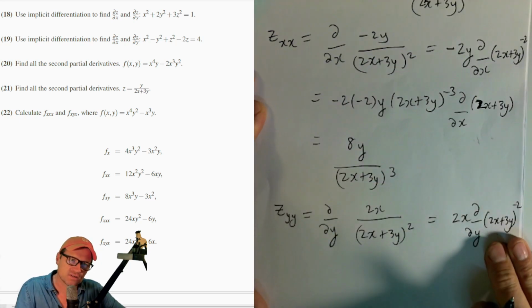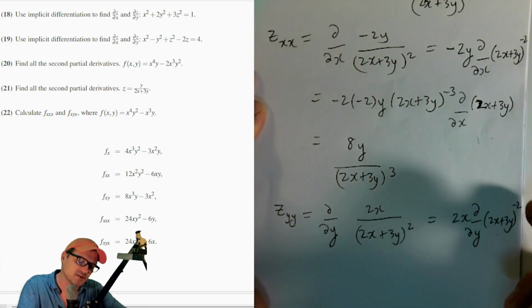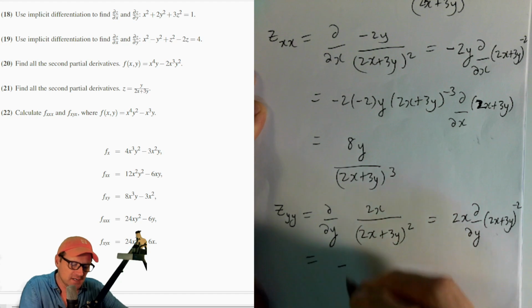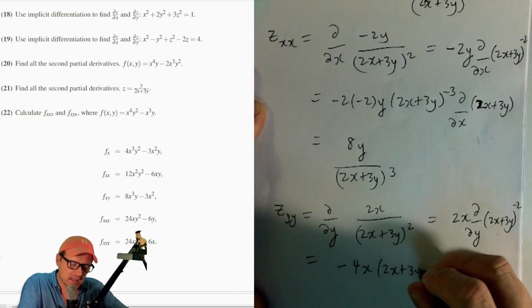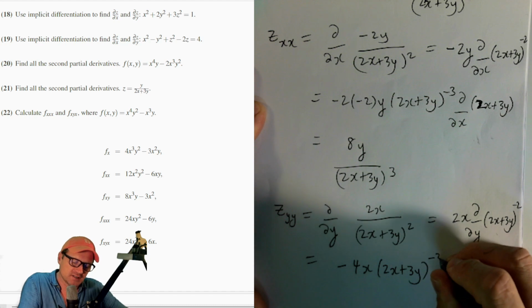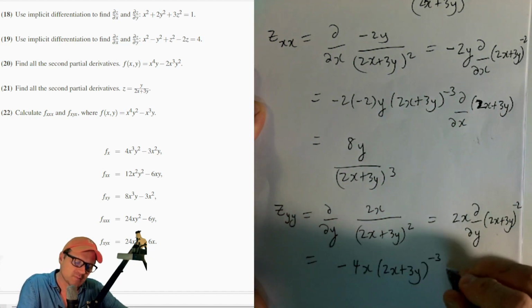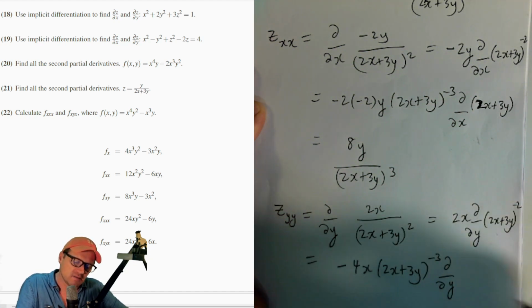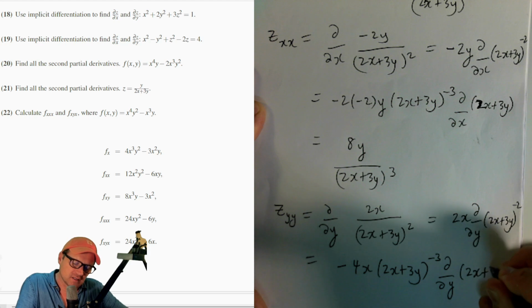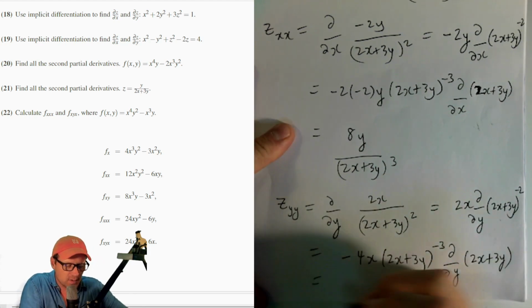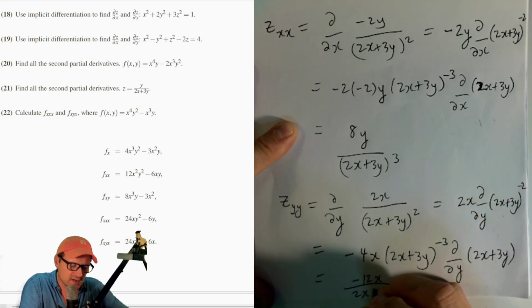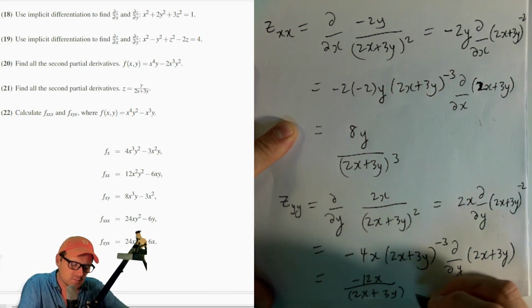Okay, and so on this we use the chain rule. It means that 2 comes down. So we have minus 4x, 2x plus 3y in brackets to the power of minus 3. We're subtracting 1 from that exponent, and then we multiply by the derivative of that inside function. And so in this case, that derivative is just 3. And so we end up with minus 12x over 2x plus 3y cubed.